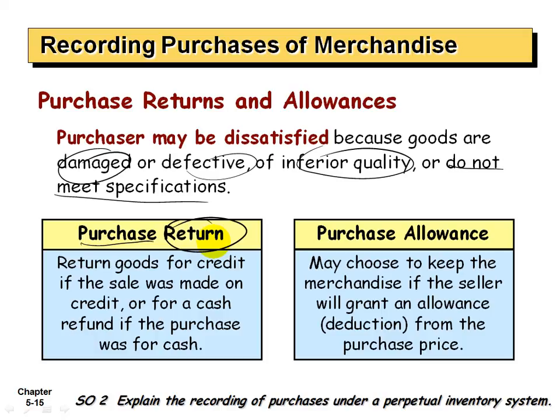A similar situation of returned merchandise is when the seller tells the buyer, why don't you keep that damaged, defective, inferior thing, maybe you didn't order item, but what we'll do instead is reduce the price you owe. We call that an allowance, when you reduce the price and you don't have to return the item. From the viewpoint of the buyer, that's called a purchase allowance. From the viewpoint of the seller, it's called a sales allowance. So you kind of combine these two together and you may call it a purchase return and allowance or a sales return and allowance.